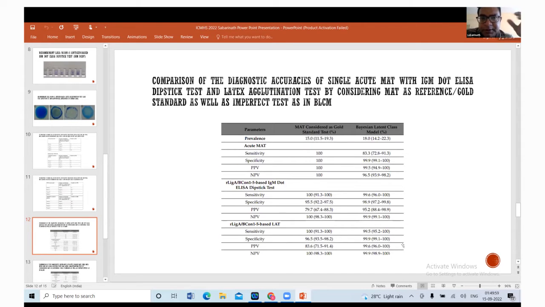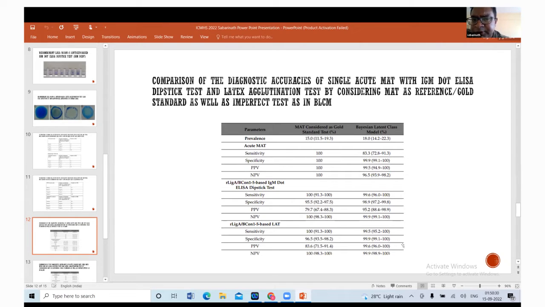So for acute MAT, we have considered it as the gold standard, as well as analyzed it using Bayesian latent class modeling. In Bayesian latent class modeling, we never consider any test as gold standard. We consider that all the tests are imperfect, whether it is acute MAT, total MAT, dipstick test, or latex agglutination test.